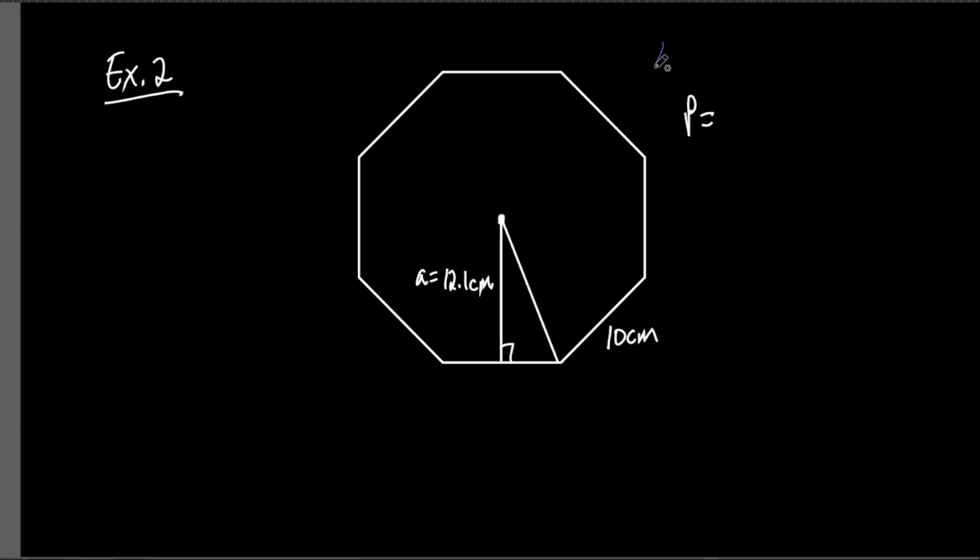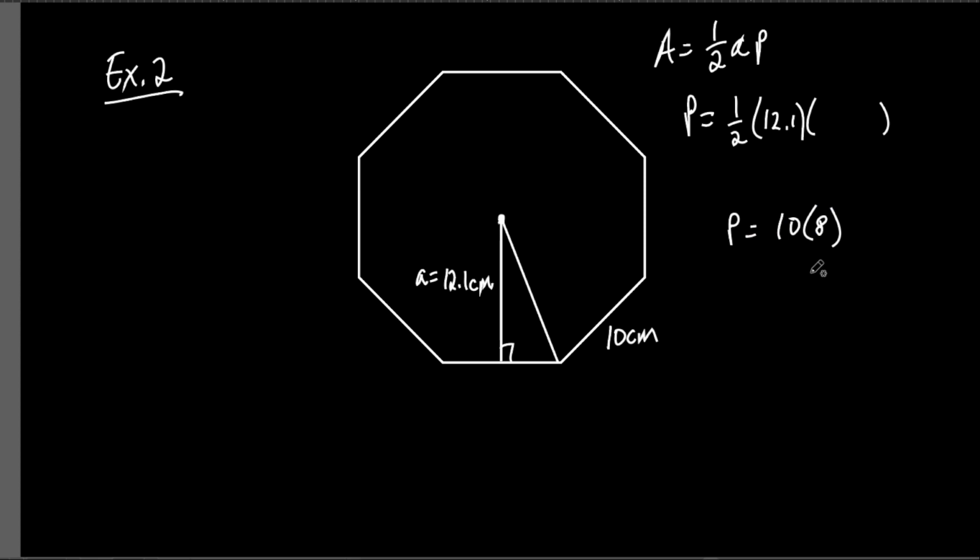Oh, so let's not put perimeter. Let's put area. So what's the area equal to on a regular polygon? It's 1/2 the apothem times the perimeter. Well, what do we already know? We already know the apothem. So watch. I'm going to put 1/2 times A, which is 12.1, times the perimeter. Now, how do I find the perimeter? 10 times 8. That's it. It's just 10 times 8.